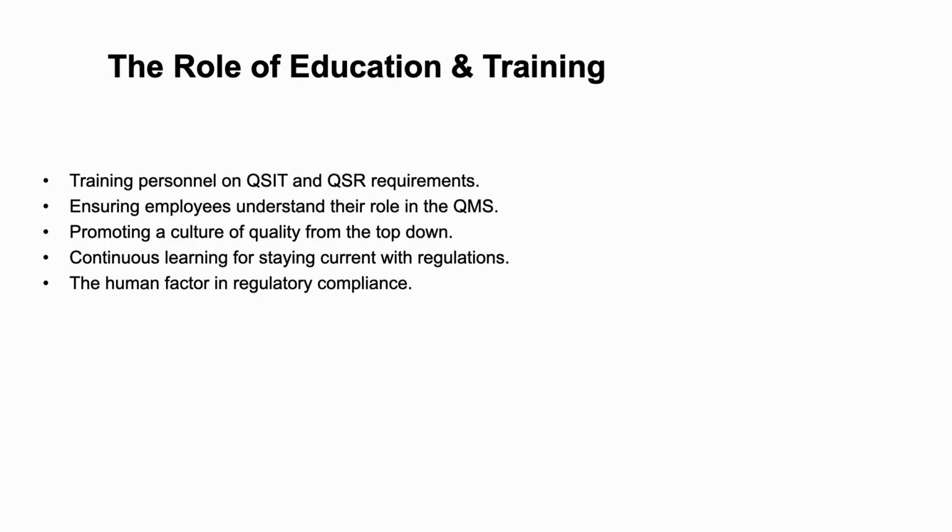It is not enough to just have a system in place. Employees must be empowered to use it effectively. Furthermore, as regulations and technologies evolve, continuous learning is essential for staying current. This is a shared responsibility of both the company and the employee. By investing in education and training, manufacturers can ensure that their most important asset, their people, are equipped to meet the challenges of regulatory compliance and to contribute to a culture of excellence.